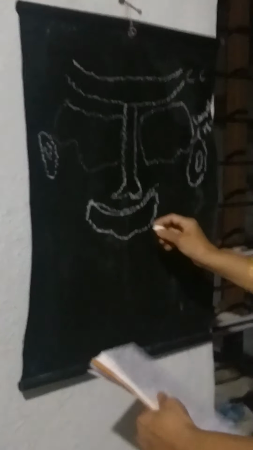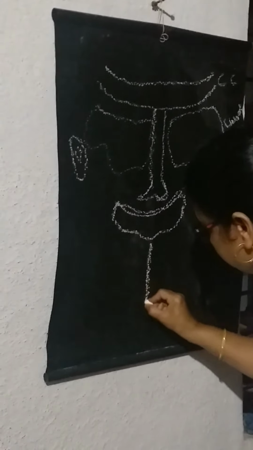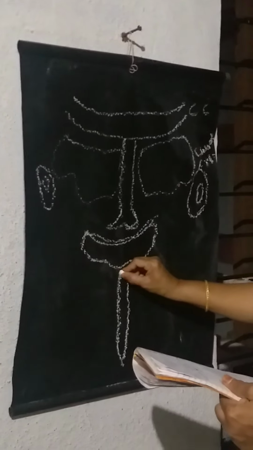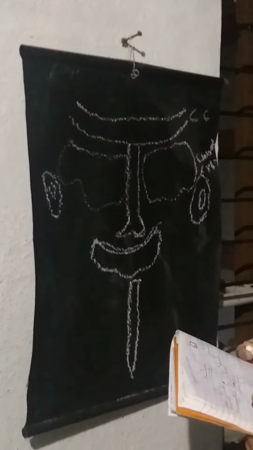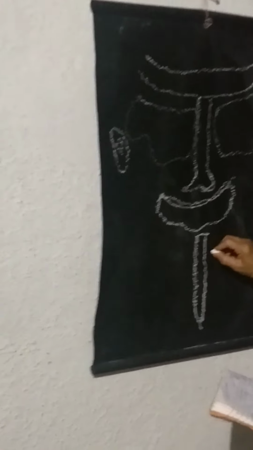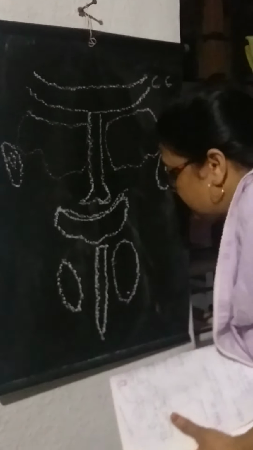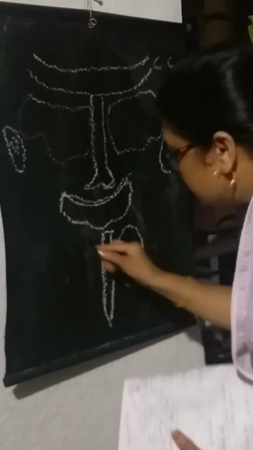Then below this is present the cavity of the third ventricle, and on either side of the third ventricle you have the thalamus, and below the thalamus is present the hypothalamus.